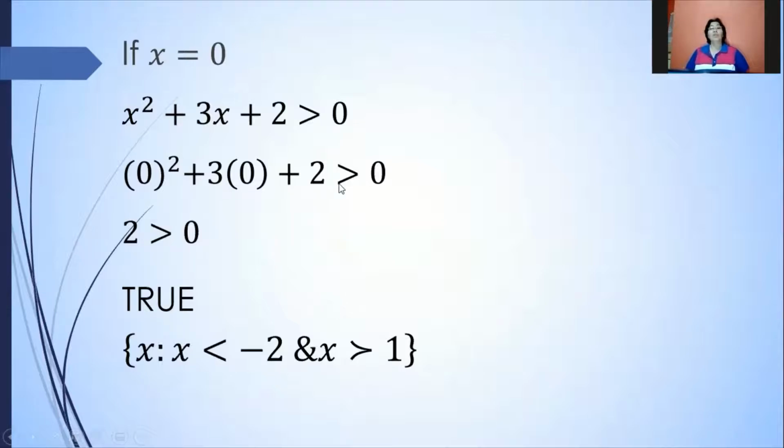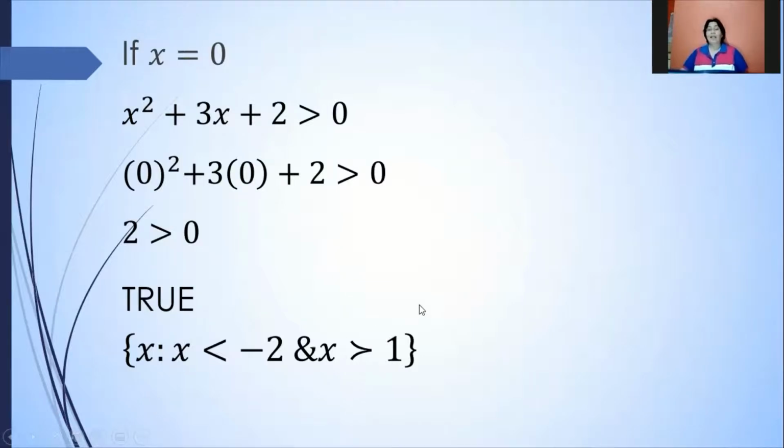Plus 2 is greater than 0. What is left now? 2 is greater than 0. Yes, 2 is greater than 0, and that is true. This is now the solution set: x such that x is less than negative 2 and x is greater than negative 1.